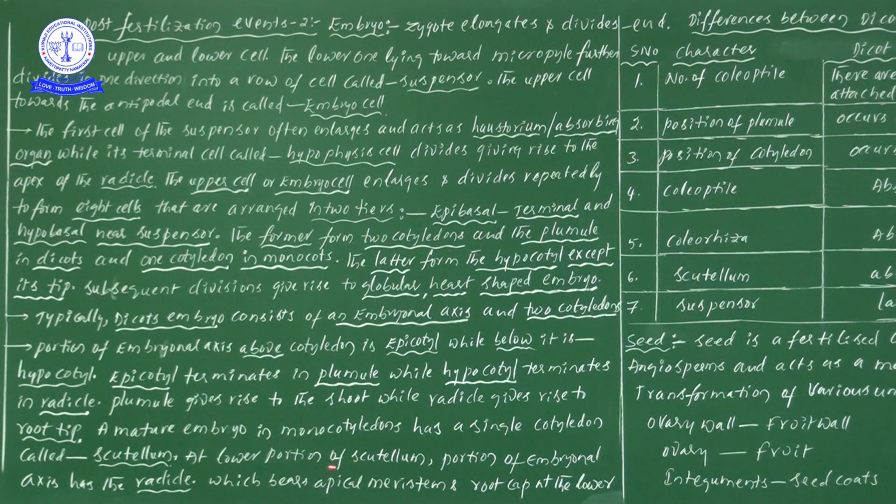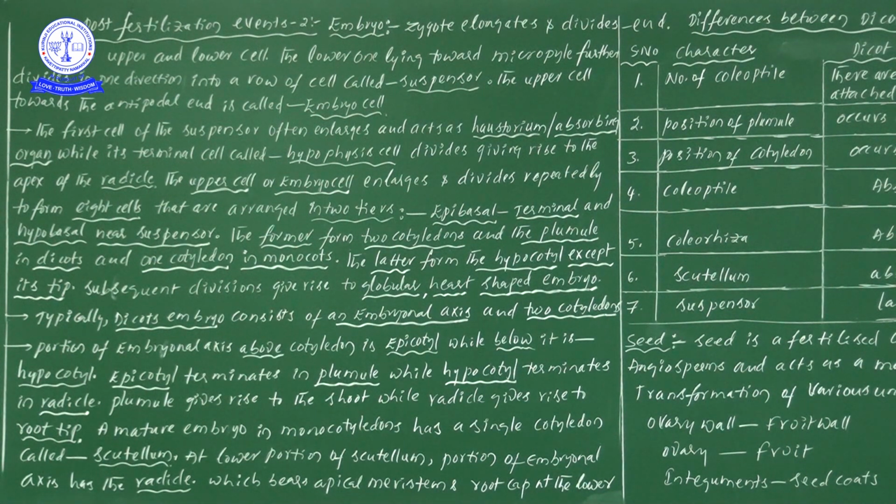Next one, at the lower portion of the scutellum, the portion of the embryonal axis we will take as the radicle, which bears apical meristems. The root cap is also present at the lower end. This is well-known information that we have already seen in our regular classes.